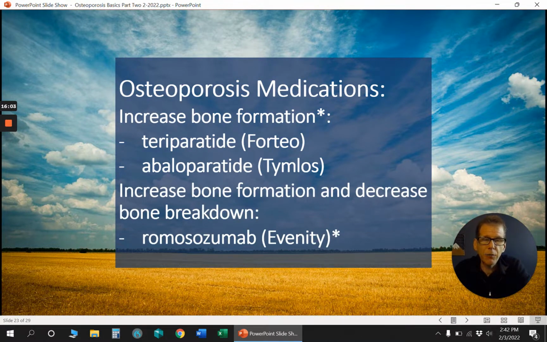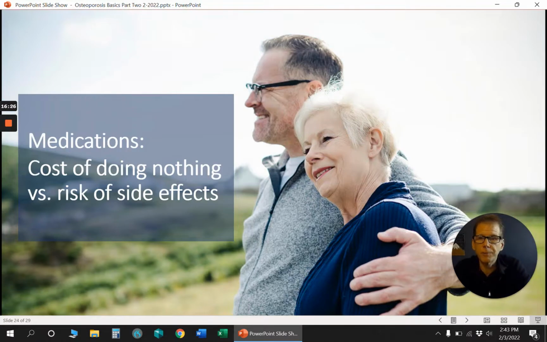And then finally, for the right woman, there's a medicine called Evenity, or romosozumab, that has been shown to actually decrease the bone breakdown and increase the bone formation. It does both, but has a slightly increased risk of cardiovascular disease, and so we choose the people who need that very carefully. That's actually given as a monthly injection.